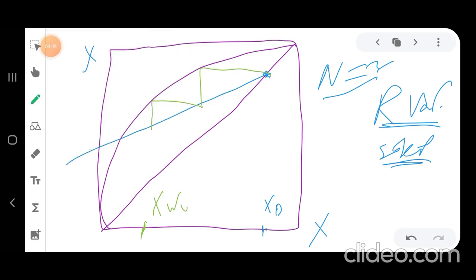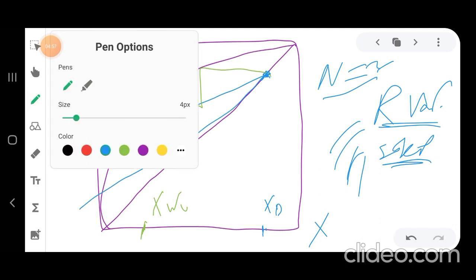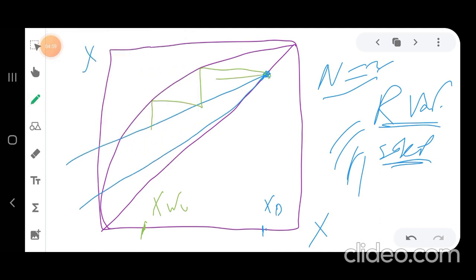You need to play with the slope of the curve starting from xd until you draw a slope such that, if you start here and count the stages, 2 stages, you will end up with xw. You need to satisfy this criterion.